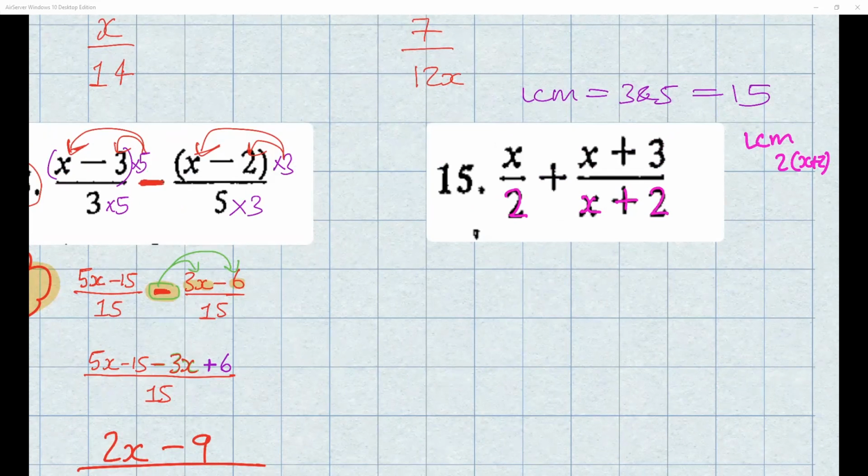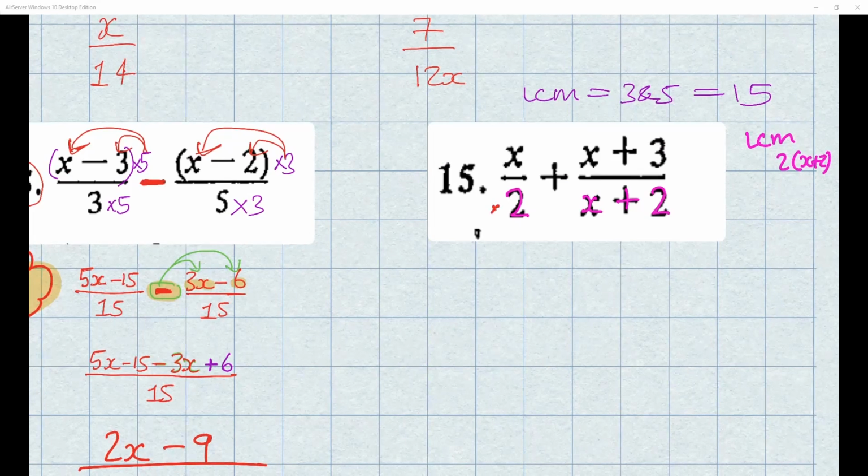So let me just change the color a bit. Okay, so what do I times the 2 by? You times the 2 by x add 2. Beautiful. And what do I times the top by? x add 2 again. Okay, what do I times the x plus 2 by? 2, which is the other denominator. Okay.